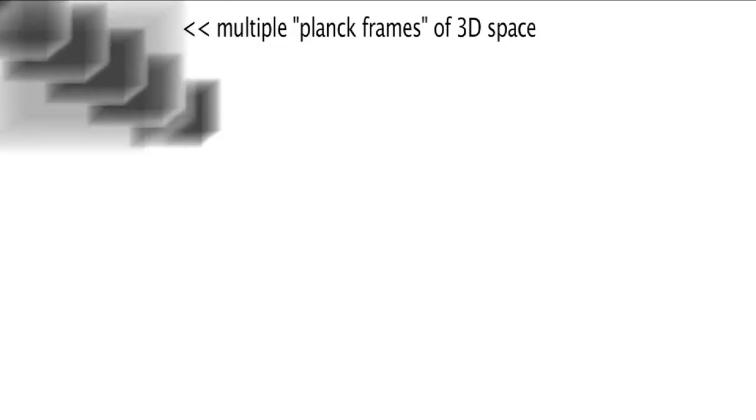Here's something important to remember. None of these dimensions exist in isolation. You can't make a 1D line without using points. You can't make a 2D plane without lines. You can't make a 3D space without planes. And you can't have a 4D duration without multiple Planck frames of space.